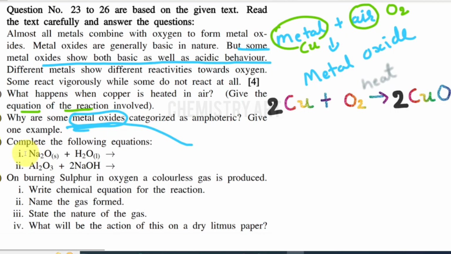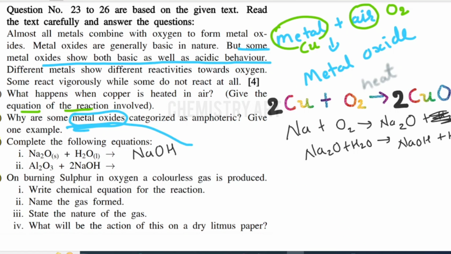First, in the first reaction, you can see that Na2O, meaning sodium oxide, is reacting with water and forming NaOH. So here the answer will be NaOH. When sodium oxide reacts with water, it forms NaOH.